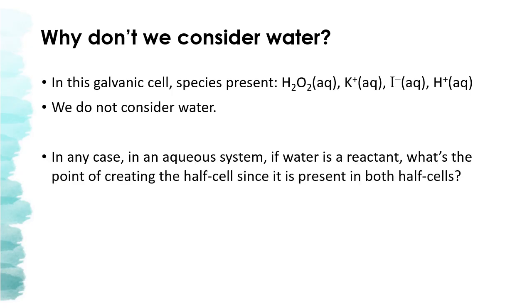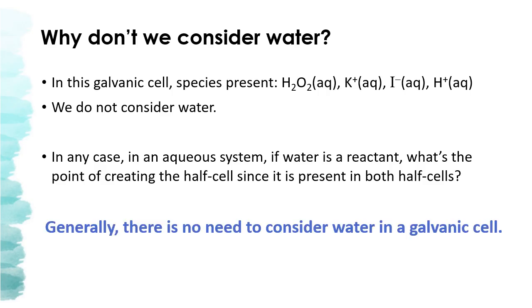Anyway, in an ecosystem, if water is the reactant, then there is actually no need to tell you that there is H2O2 and KI present in acidic medium. So generally, there is no need to consider water when you are trying to pick out the correct equations from your data booklet when you are doing the calculations for a galvanic cell.